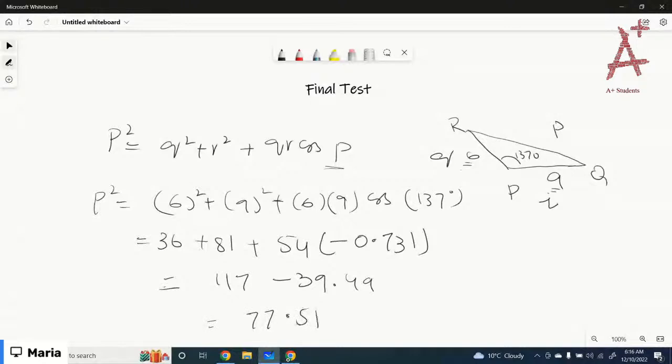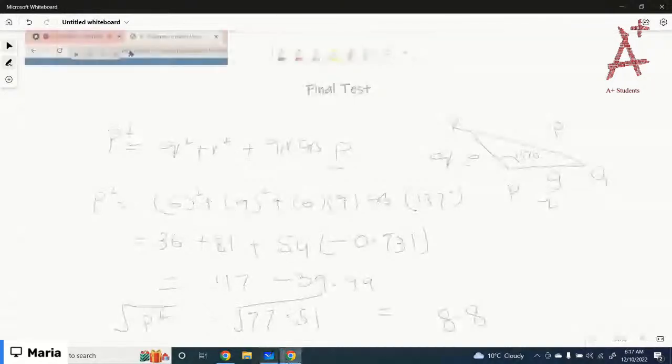Then you have to do the square root on both sides, because you have to find just the value of P, not P square. So it would be square root of 77.51. It is 8.8. Got it? That means the missing value is 8.8. So the correct option is, we don't have 8.8.